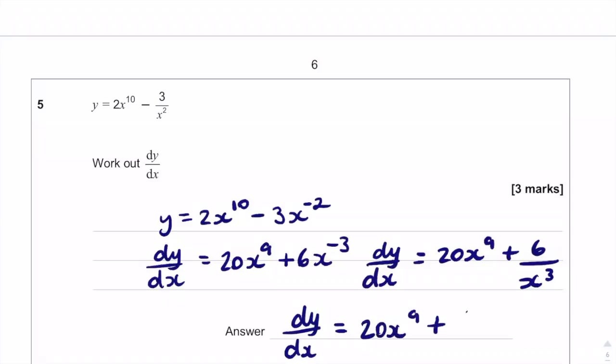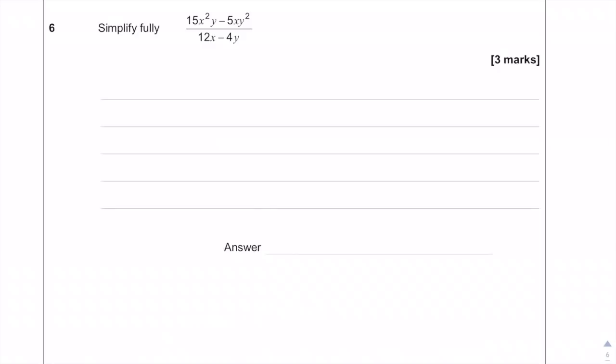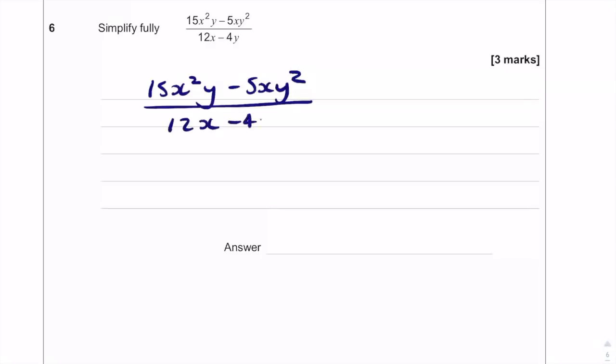Question 6. Simplify fully 15x squared y minus 5xy squared all over 12x minus 4y. Okay, so we've got 15x squared y minus 5xy squared all over 12x minus 4y. Now we can factorise our numerator, so we can take out a factor of 5x and y, and inside our bracket we're going to have 3x minus y.